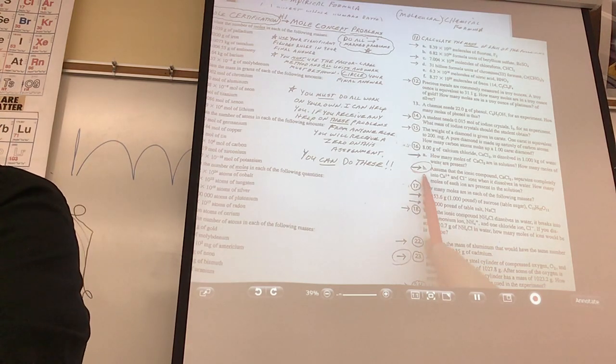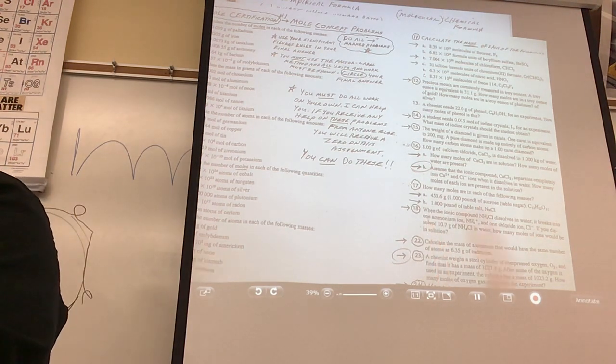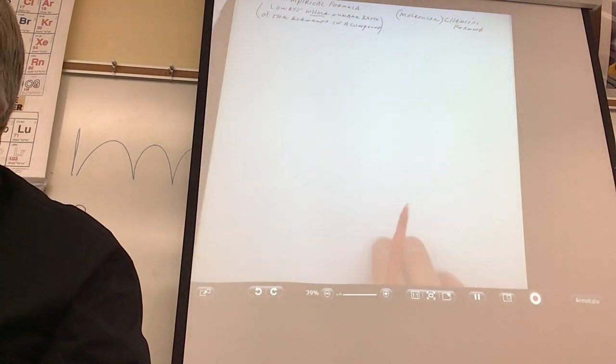Number 18 is going to be like this one. So I'm going to do this one, and then see if you can tell me how to do that one, then you'll be able to do it, okay? All right, let's take a look at 16b.